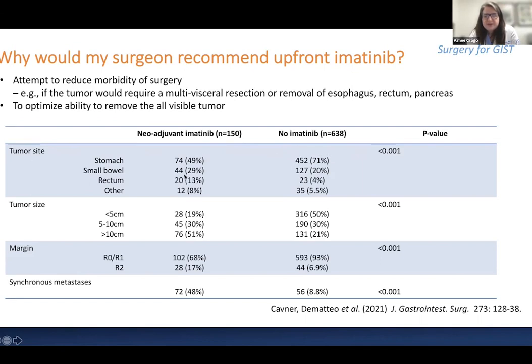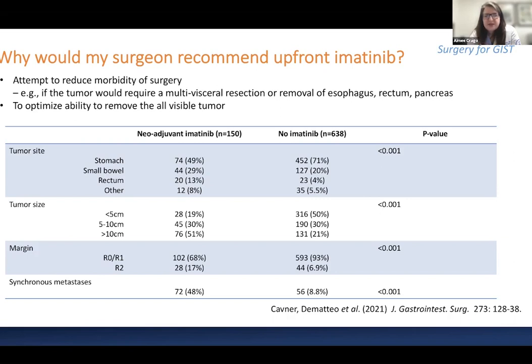But tumors in the rectum, the rectum is low in the pelvis between the bones of the pelvis, and it's often difficult to take a large tumor out well, because you can't see as well in that area. So we'll often use imatinib to reduce the size of the tumor before we take it out if the tumor's in the rectum. Also, because those tumors can be close to the anal sphincter.